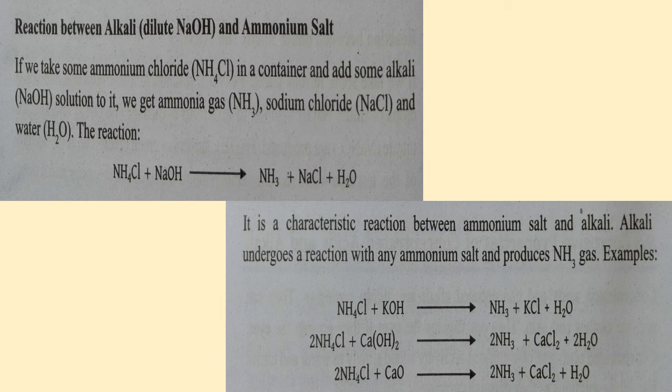Examples: ammonium chloride reacts with potassium hydroxide, produces ammonia, potassium chloride and water. 2 ammonium chloride plus calcium hydroxide produces 2 ammonia, calcium chloride and 2 water. 2 ammonium chloride reacts with calcium oxide, produces 2 ammonia plus calcium chloride plus water.